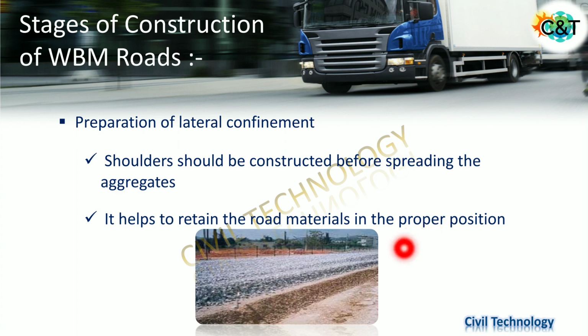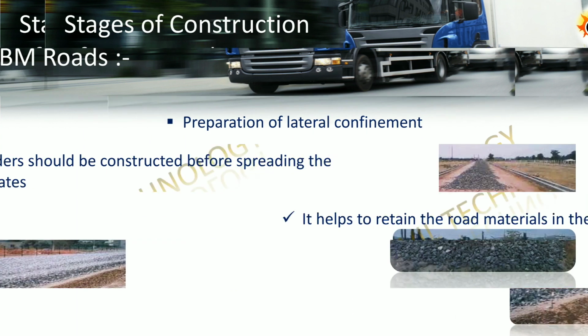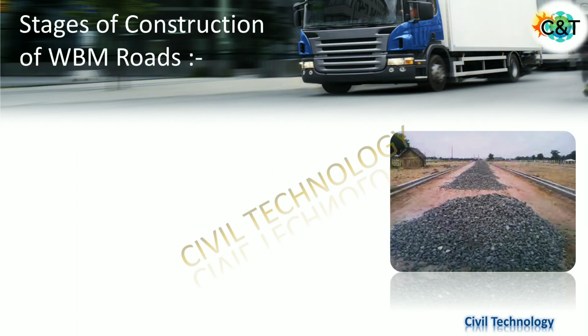Here you can see this is the bridge edging. Here you can see easily. Some portions are above the natural ground level. Above that we spread the coarser aggregate, so it looks like this. Next step, spreading of the coarser aggregate.